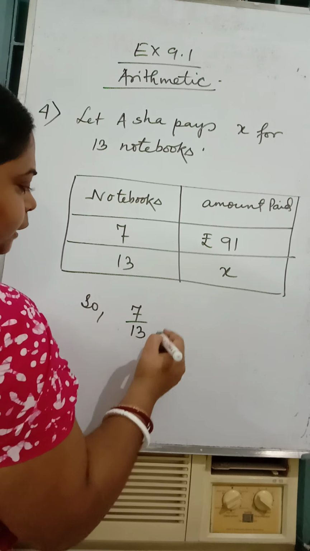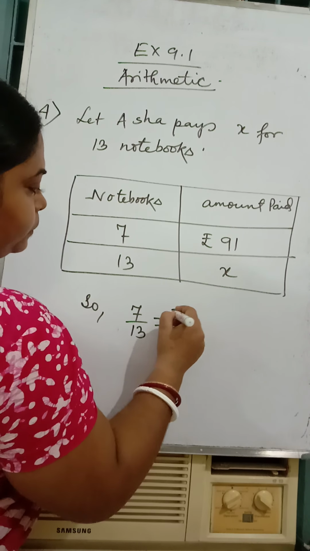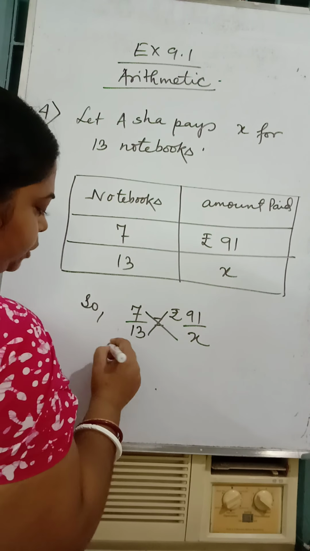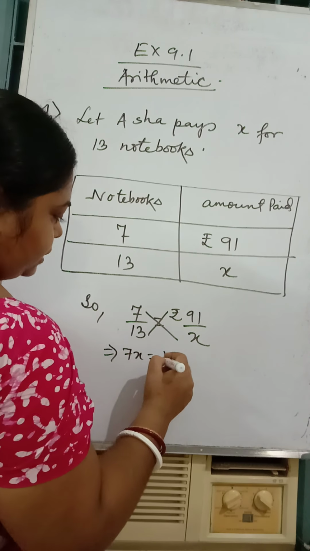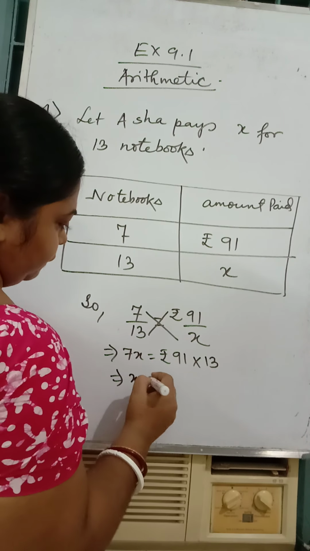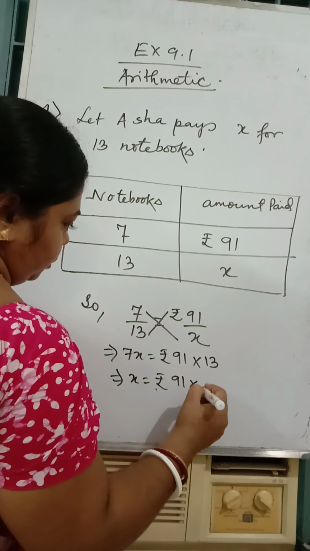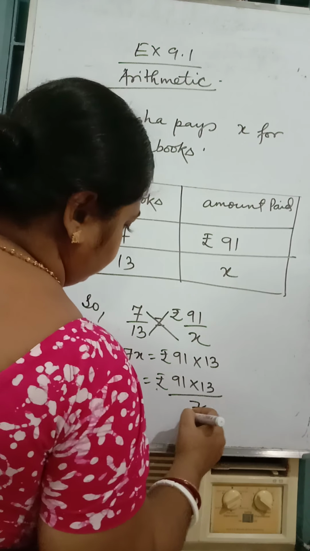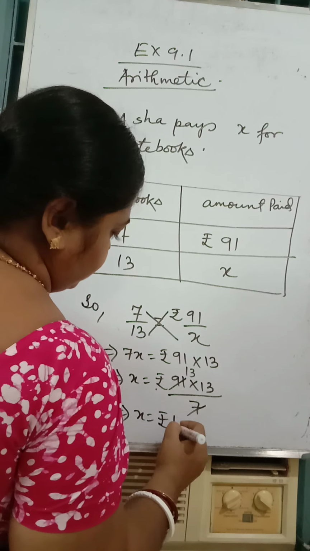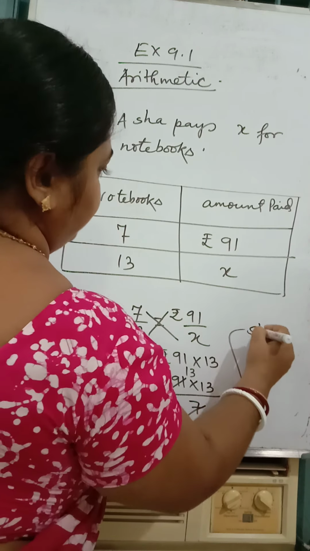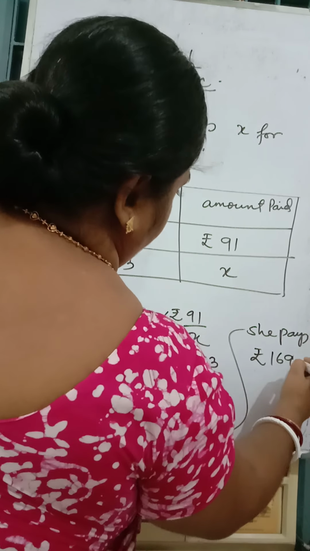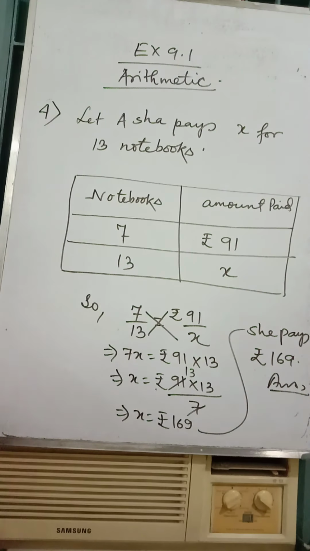We'll write 7 by 13 is equal to ₹91 by X. Now you go for the cross multiplication. 7x is equal to ₹91 into 13, or x is equal to ₹91 into 13 by 7, or x is equal to ₹169. She pays ₹169. Is it easy now? Easier than unitary.